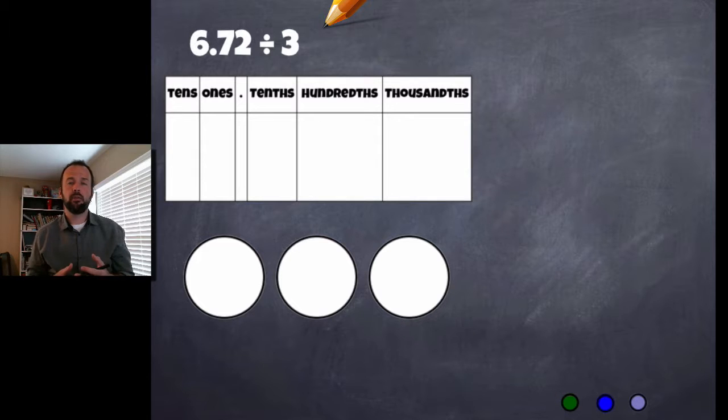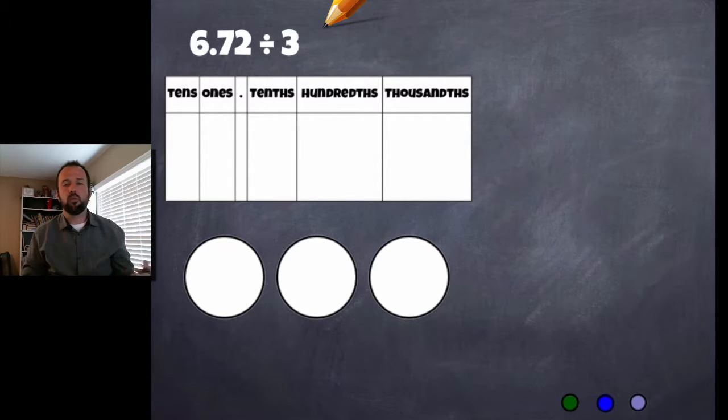So if you would, I'd like you to make sure that you have your place value chart with you. If you do happen to have place value discs and you want to use those, you can, but we can also just draw them in, which is what I'm going to be doing, a little bit of both there. So once you have those things gathered and you're ready to go, go ahead and click continue and we'll keep watching.